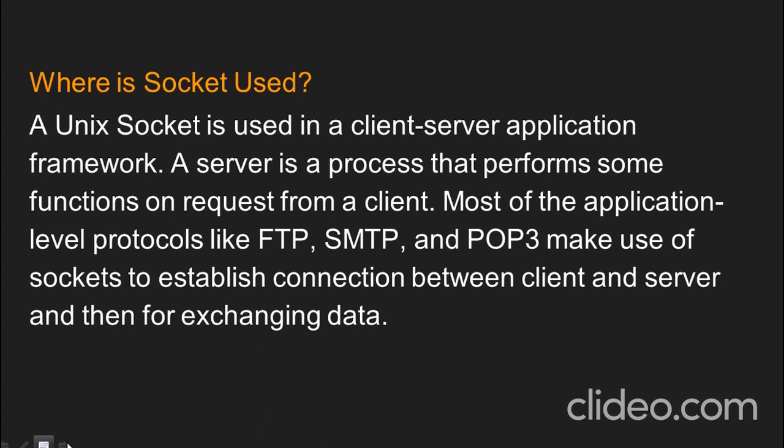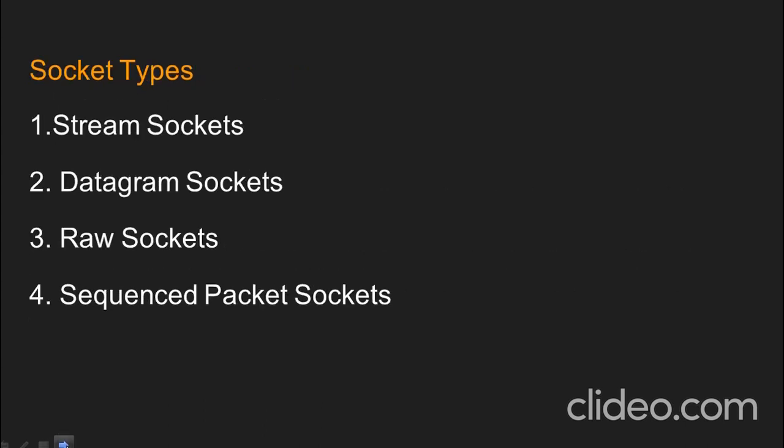These sockets are of four types. There are stream sockets, datagram sockets, raw sockets, and sequenced packet sockets. The first two, stream sockets and datagram sockets, are the most commonly used. The last two, raw sockets and sequenced packet sockets, are rarely used.